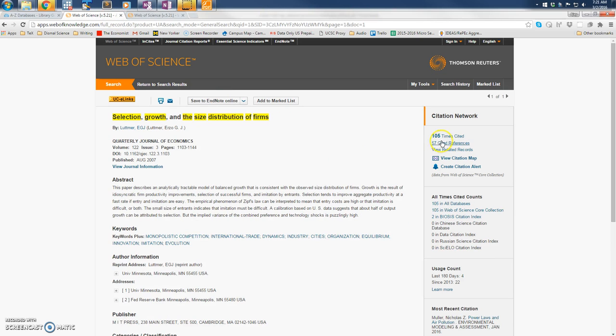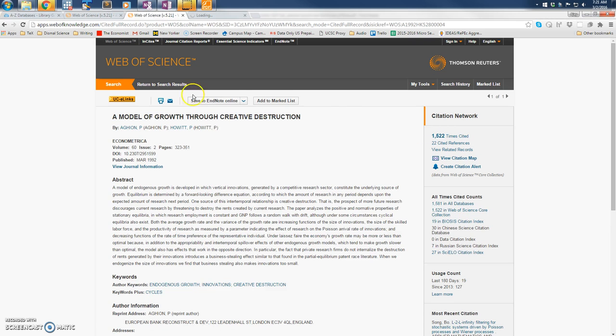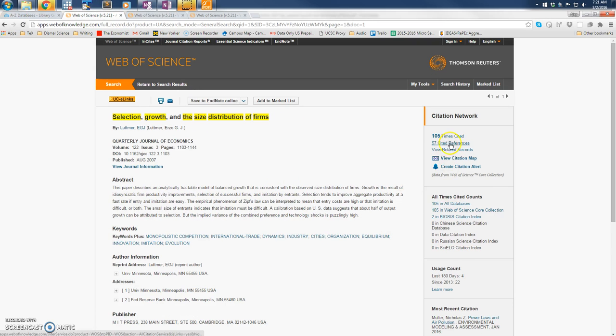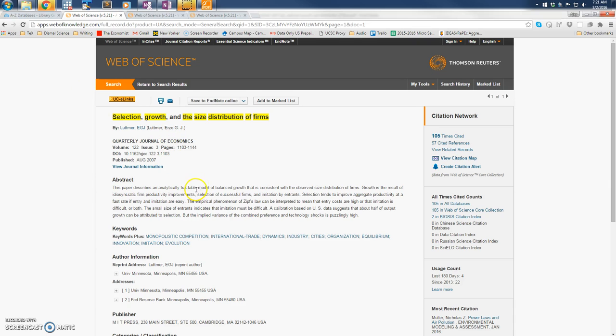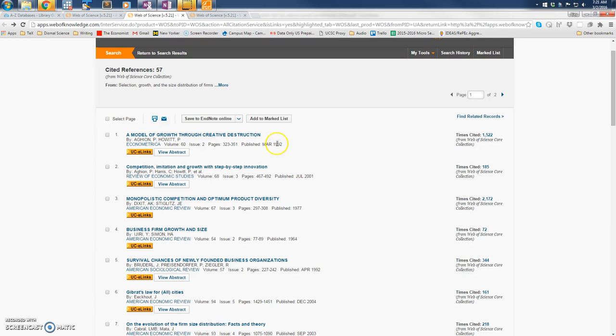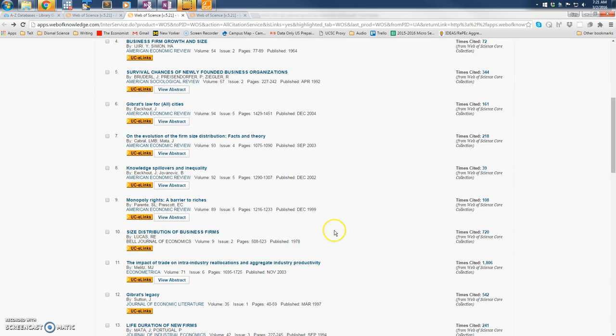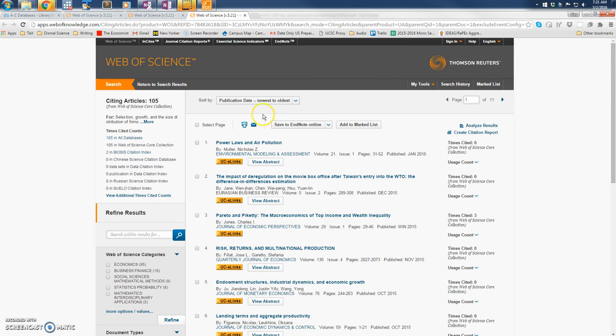Now, if you want to go in the other direction, you can go over here to the times cited by this paper. So typically all these papers that the paper cites, the cited references, are going to be older papers, right? This paper was published in 2007, and these papers are 1992, 2001, 1977, et cetera, right? The ones that cite that paper are generally all going to be more recent, so 2016, 2015, whatever.